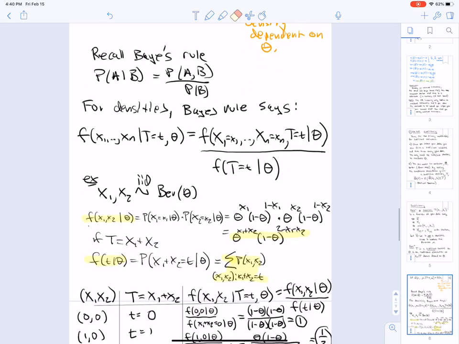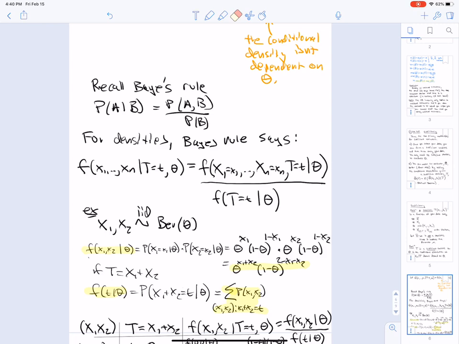So to understand this better, let's recall Bayes' rule. Bayes' rule says the probability of A conditioned on B is the probability of A and B divided by the probability of B. So for densities, let's say I always want to condition on theta, because theta is going to be some parameter. It says that I'm going to have the joint distribution including t, divided by the density of t conditioned on theta.